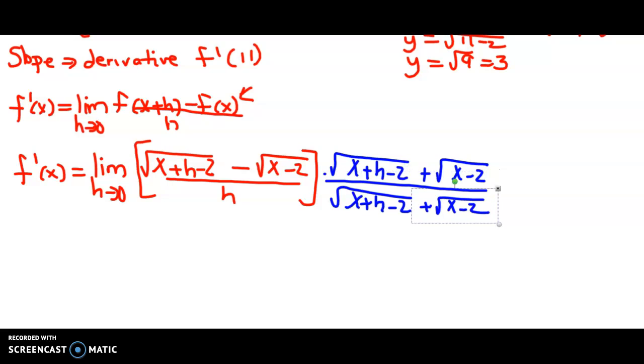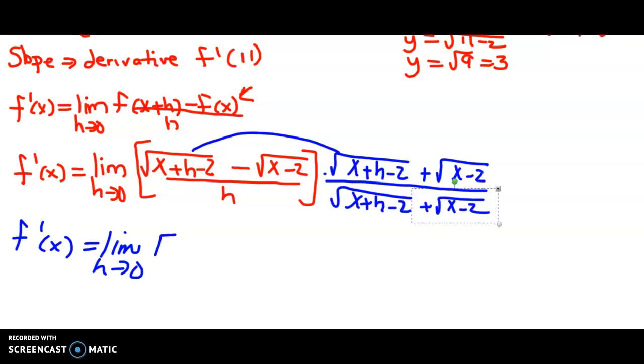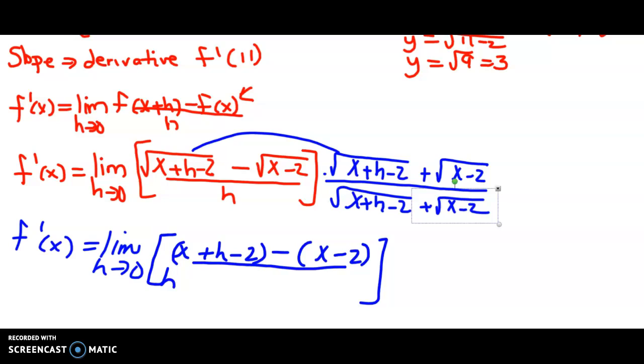Okay, so now we're going to start multiplying. And when we multiply out our terms, we're only going to multiply the terms that have the conjugates, which is the numerator. So if you multiply out the first term, you will get x plus h minus 2. The middle terms cancel. You will get x minus 2. The radicals are gone. And then the denominator, we'll just rewrite it as h bracket, square root of x plus h minus 2 plus square root of x minus 2.